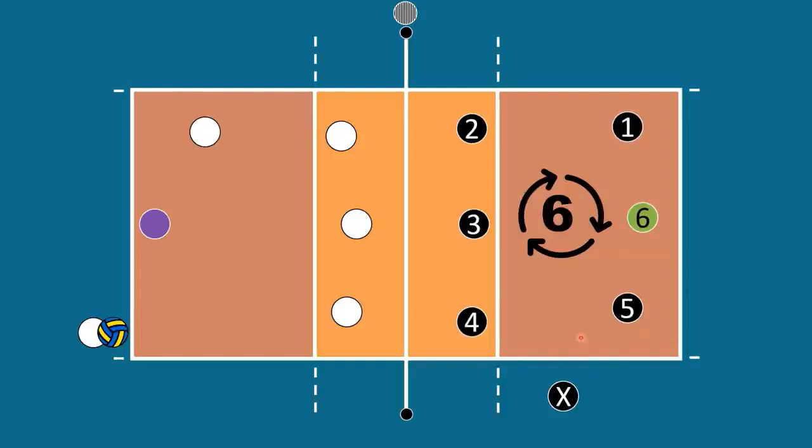So this is rotation. The players need to be in rotation, which means this player needs to be between these three. And then when you win a point, when your opponent is serving and there's a serve change, then you rotate all the players one time.